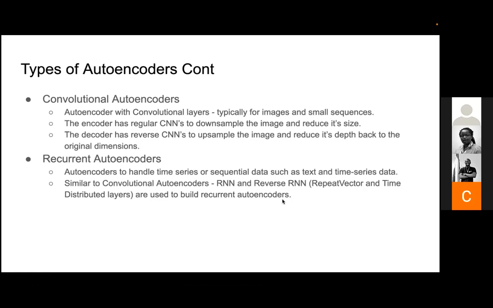In the encoder part of the recurrent autoencoder, we'll be using a simple RNN or LSTM. But in the decoder part, a reverse RNN or reverse LSTM should be used. In Keras and TensorFlow, we have something called RepeatVector and TimeDistributed layers for the same thing, which does the opposite of RNNs.